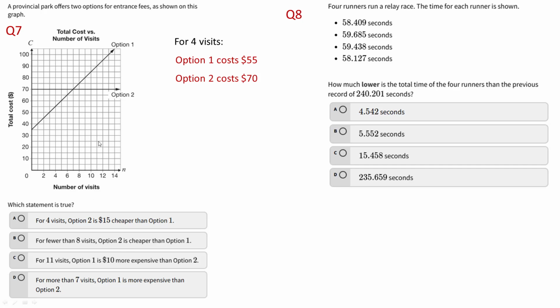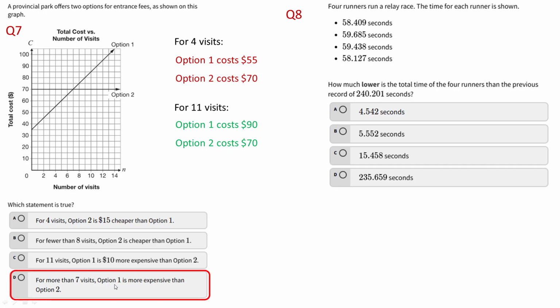For 11 visits, so 11 visits would be right here. So for 11 visits, option 1 costs 90. And of course, option 2 is the same 70 all the time. So for 11 visits, option 1 is $10 more expensive. No, it's $20 more expensive. So C is not correct. So D has to be the correct answer.